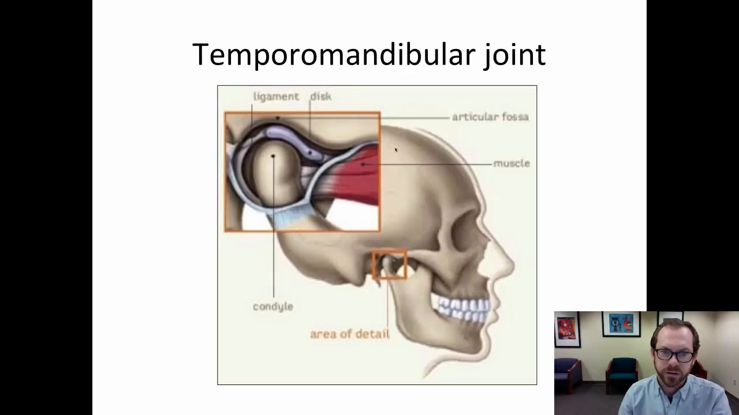Let's look at each of these joints individually now. First, we have the temporomandibular joint. That's named again because of the temporal bone and the mandible. And where those two bones meet to form this joint, we call that the temporomandibular joint. And this is a hinge joint.